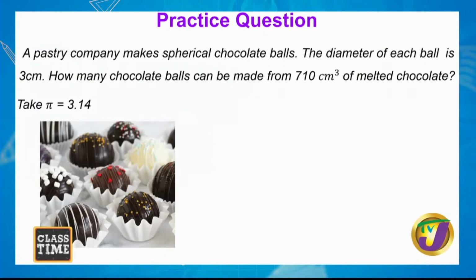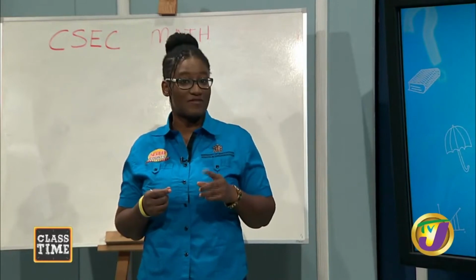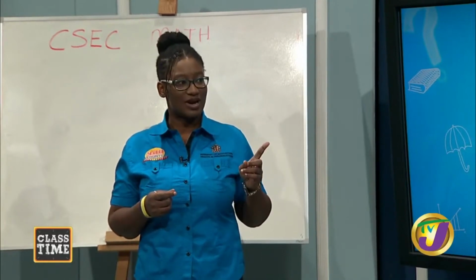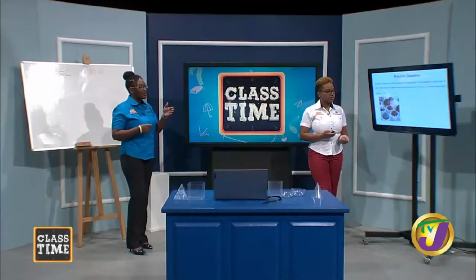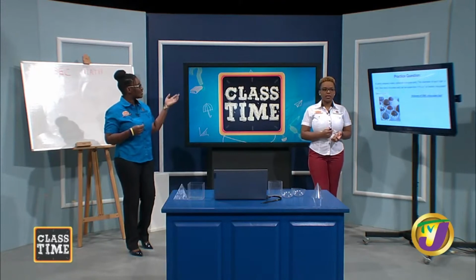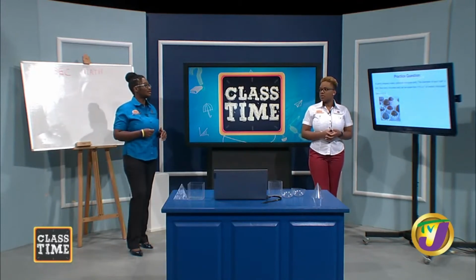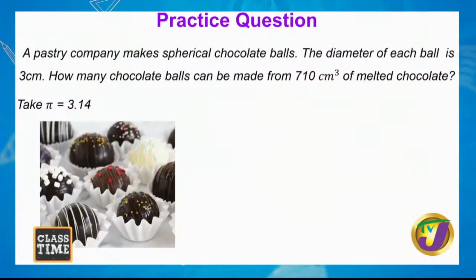Before the break, Latoya, we discovered how to find the volume of a sphere, and we're talking about spherical chocolate balls. So we need to use the formula that we just derived to assist us with this question. But what's the first thing we need to do? They're asking how many chocolate balls they can make from 710 cubic centimeters of melted chocolate, but we don't know.